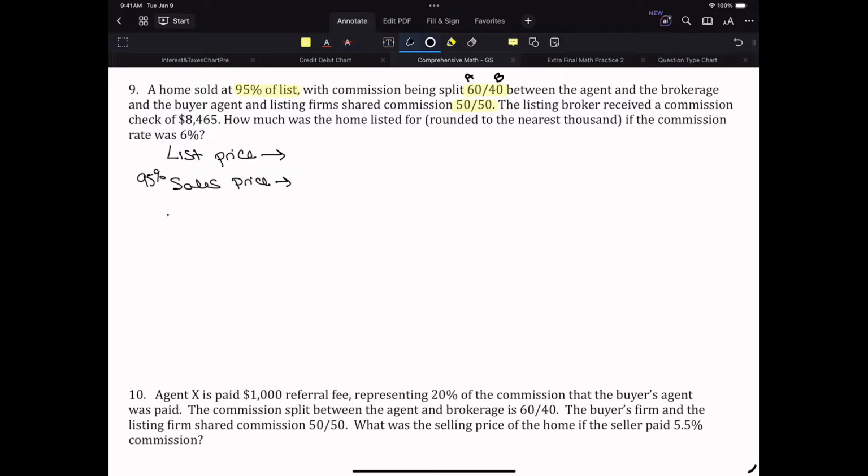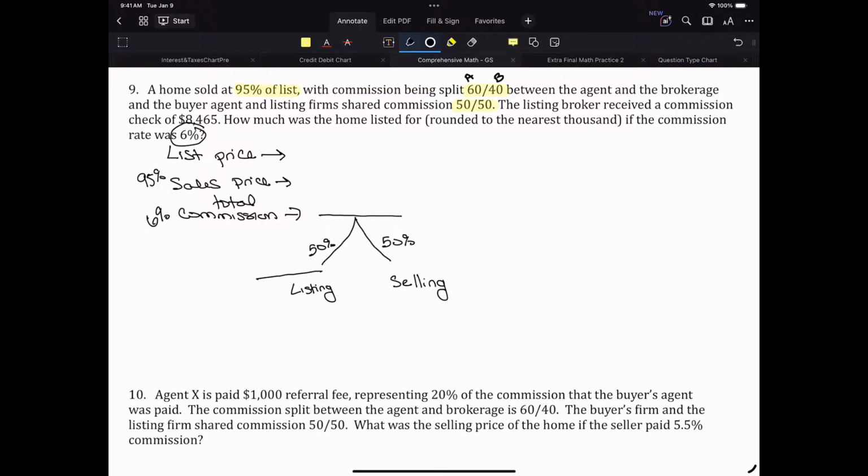Now, from that sales price, there's going to be a commission. And that's going to be a total commission. And it said this total commission was 6%. And whatever that total commission is, that got split 50% to the listing side and 50% to the selling side, which is usually the buyer's agent. And then whatever that broker got, that was split 60% to the agent and 40% to the broker. This is how the money kind of flowed down.